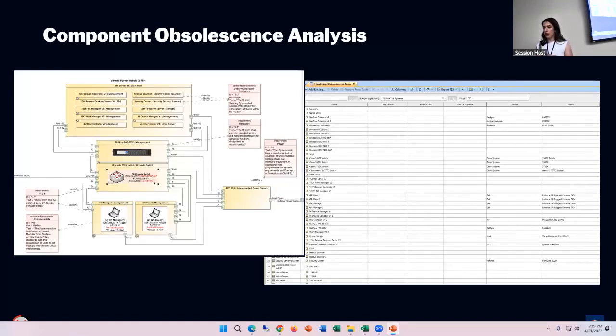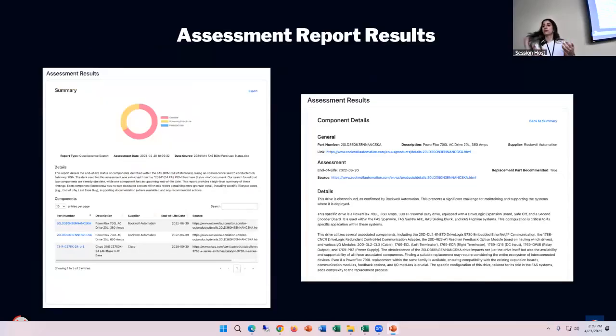So when an assessment occurs, the user will receive a report, which will look like this. On the left, we have a summary of details of what was found in the assessment. At the very top of the screenshot that I have here, we have a donut pie chart that breaks down what exactly was found within the assessment.